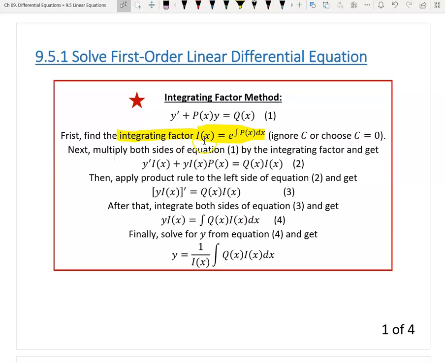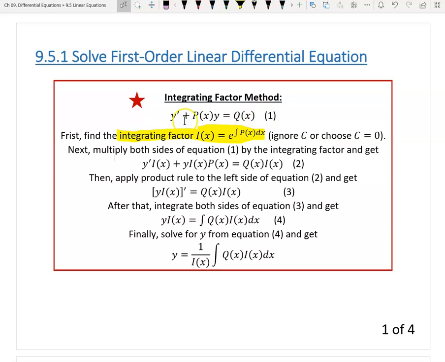The integrating factor I of x is defined by this composite function, e raised to a power. The power is the antiderivative, or integral, of p of x. P is the coefficient of y, and when we do integration, we have a plus C on top. All the C values work for this method, so we choose the simplest, which is C equals 0. Therefore, you can just ignore C.